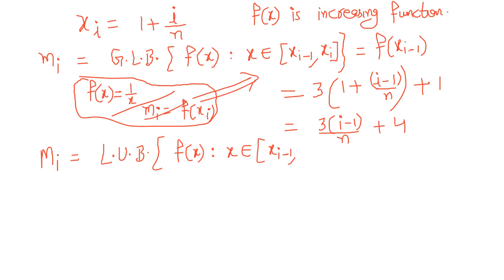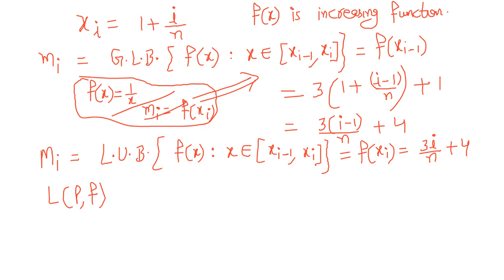Now xi. Since the function is increasing, here we take f of xi. So it will be 3i upon n plus 4. Let's start finding the lower Riemann sum.